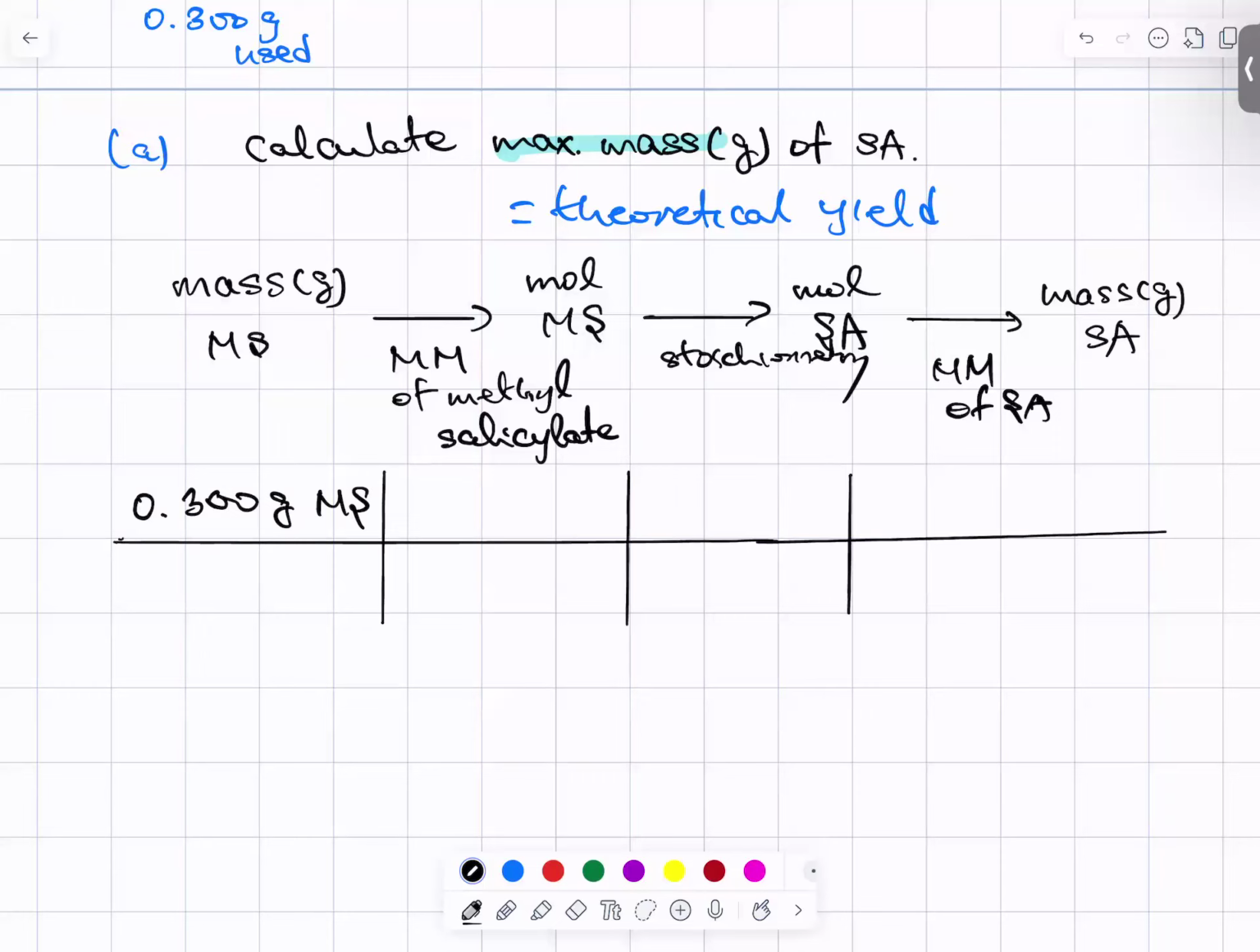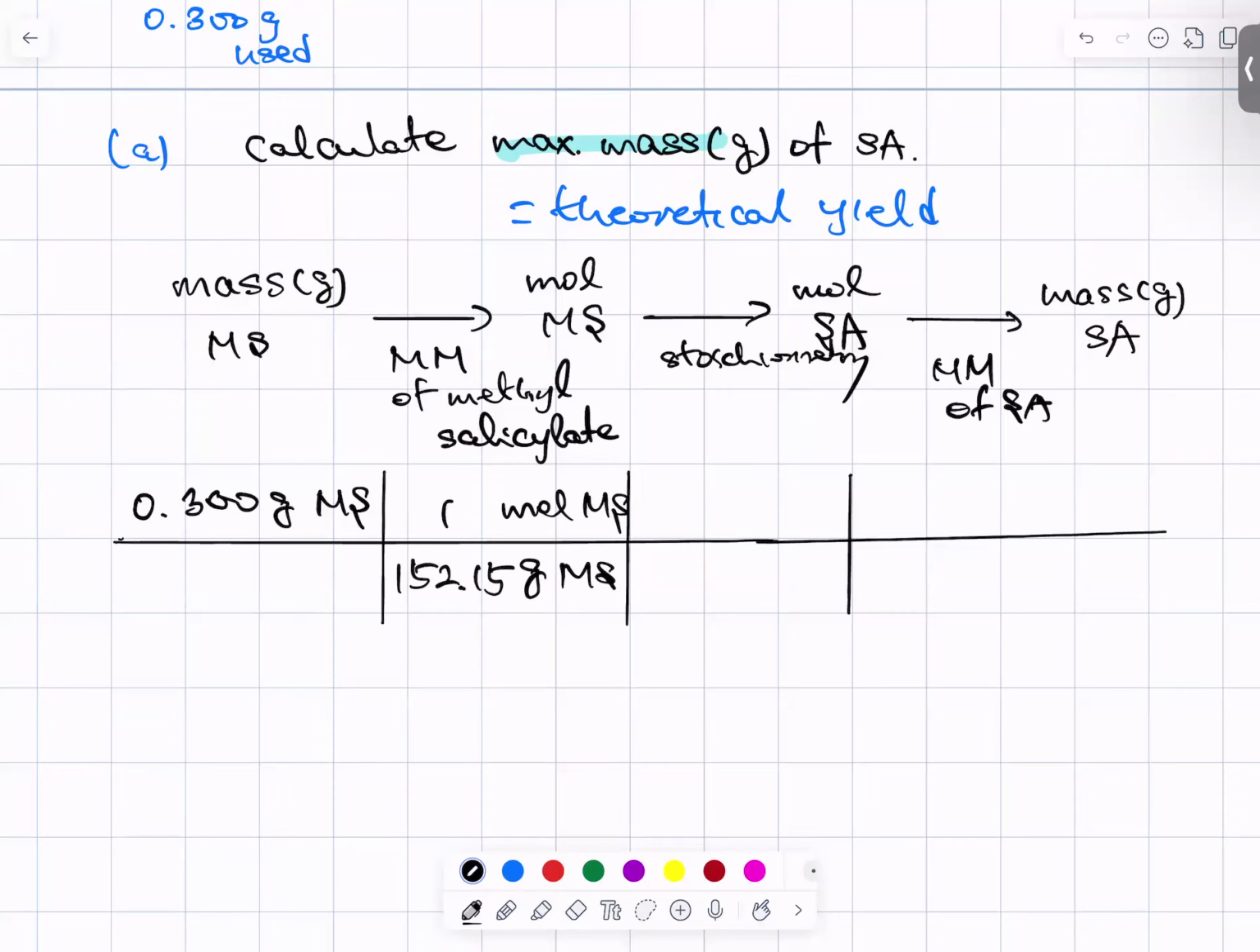So we need to convert grams of methyl salicylate to mole number. So let's write the unit first. And then using the molar mass, 1 mole molar mass is given 152.15 grams. Okay, so in order to reduce the amount of time used in calculation, the molar mass is given. Let's take advantage of the given molar mass of methyl salicylate.